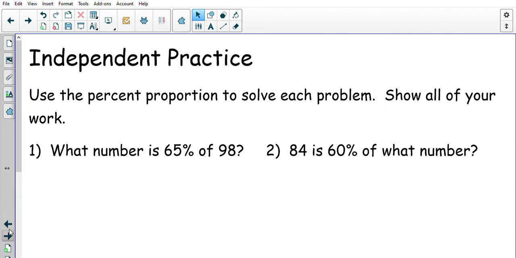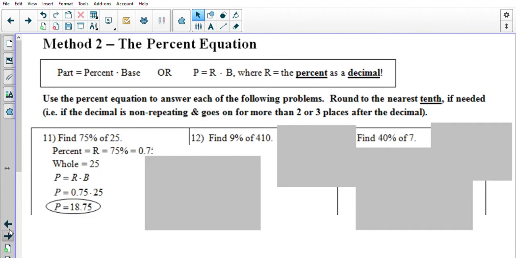All right, as promised though, we have a second strategy for solving percent problems. This one is the percent equation. On your mid-unit quiz, I will ask you to know both of them. Not for the entire quiz, but at least for the first few, I do want to see that you can use each of these methods. So the percent equation is P equals R times B. R, though, is going to be the percent written as a decimal in this case, since we're not putting it over 100.